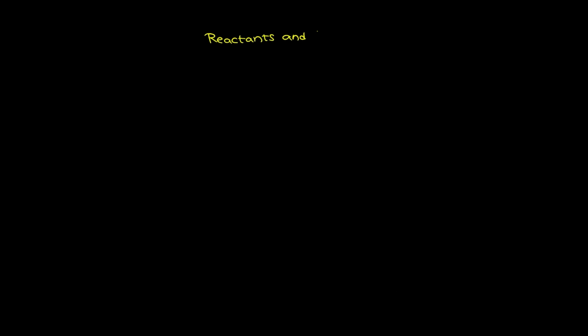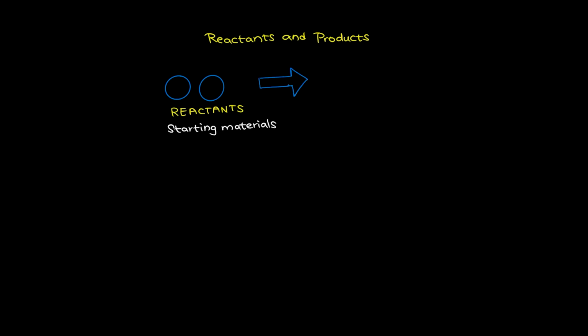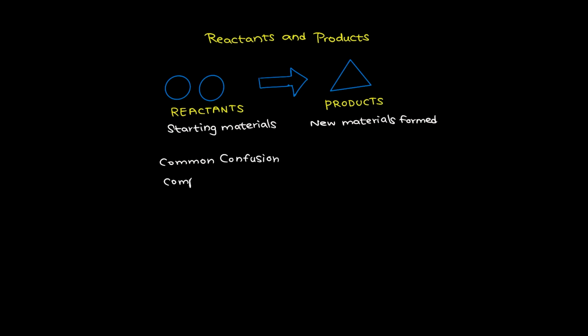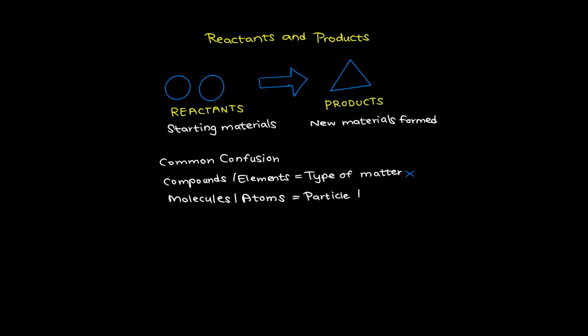Chemical reactions transform starting materials into different materials. Simple concept, but the terminology trips people up. The starting materials, what you begin with before the reaction, are called reactants. They react. The new materials formed by the reaction, what you end up with, are called products. They're produced. Reactants go in, products come out. Don't reverse them. Products and reactants aren't the same as compounds and elements. Those describe what type of matter something is, not its role in a reaction.